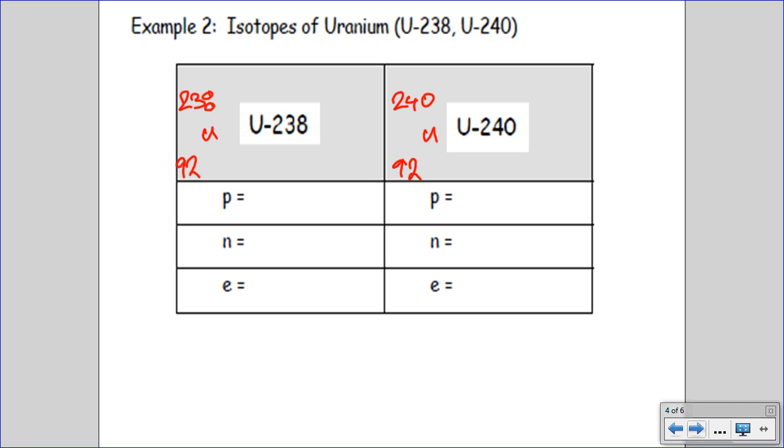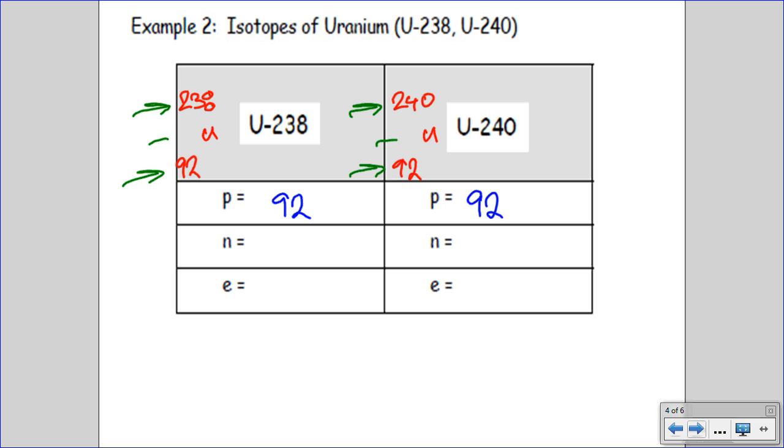Protons should be the easiest to find because it's the same as the atomic number, and it's 92. If it wasn't 92 for both of them, then they're not isotopes. They're actually different elements. Same atomic number, different number of neutrons, or different atomic mass. Great way to do this. This is the number of neutrons. The math's already set up for you. 238 minus 92. 240 minus 92. I've got to pull out my calculator and do that. I can't do it in my head.